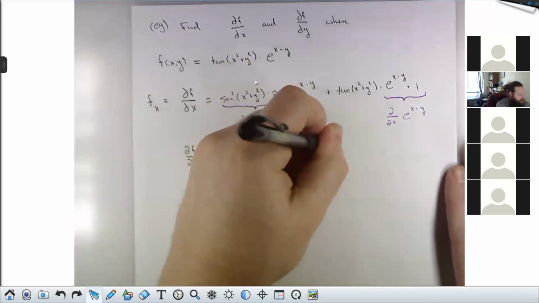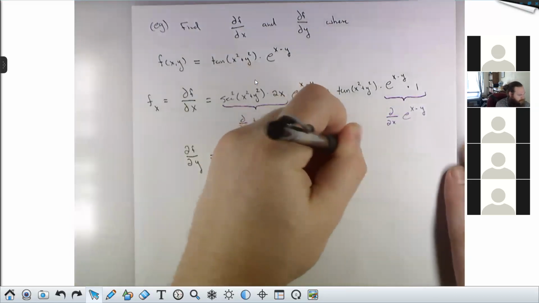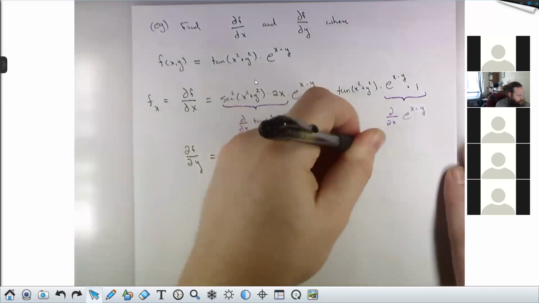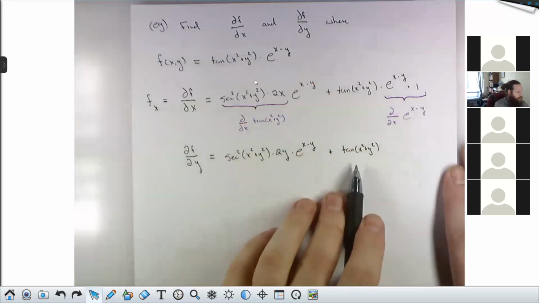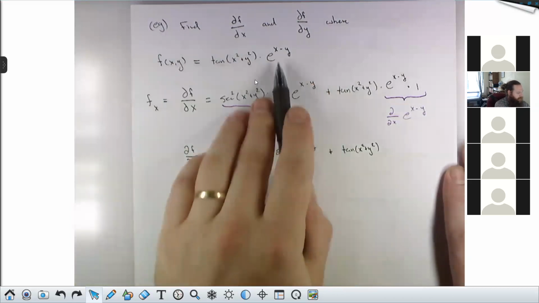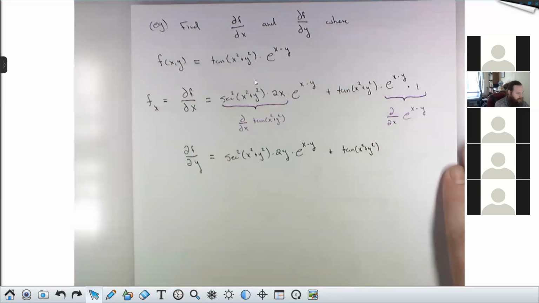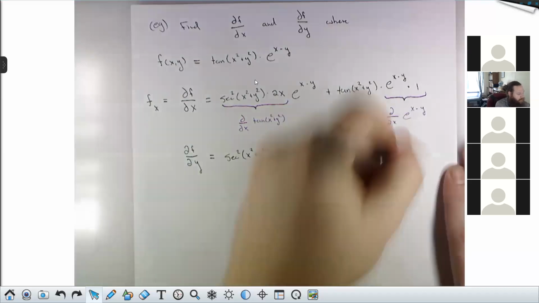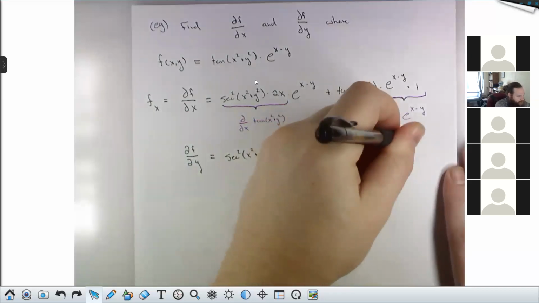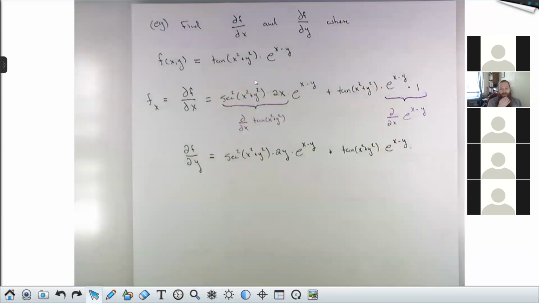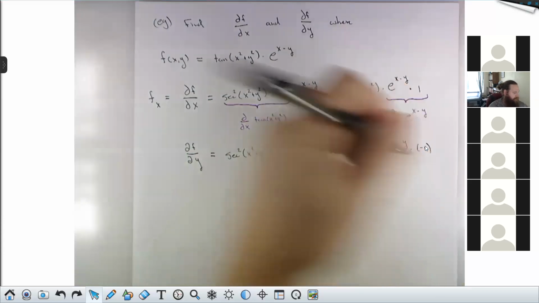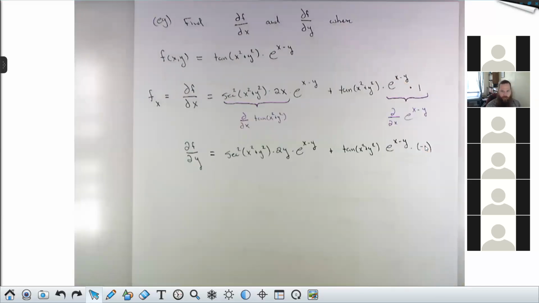The product rule. And now I'll have tan of x squared plus y squared over here being left alone. And I'll multiply by the derivative of e to the x minus y. And this time that derivative is being taken with respect to the variable y. So it's going to be e to the x minus y times. What is the derivative of x minus y taken with respect to y? What's the partial of the inside? -1. Yeah, excellent. -1. Beautiful. Thank you, Mila. So this is my partial with respect to y.